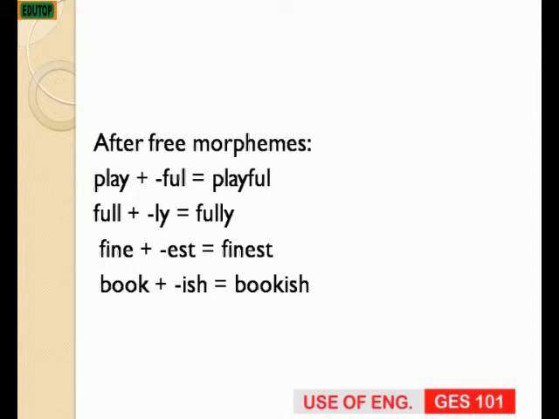We have play plus full to make playful. Full plus ly to become fully. Fine plus est to become finest. And lastly, I have book plus ish to become bookish. You discover that all the bound morphemes in these examples come after the free morphemes, and the free morphemes are play, full, fine, and book.